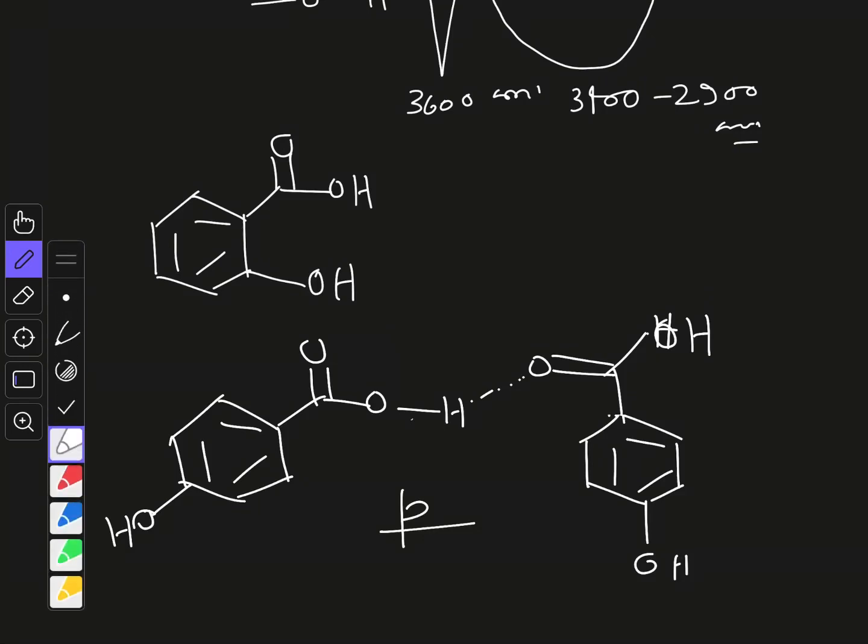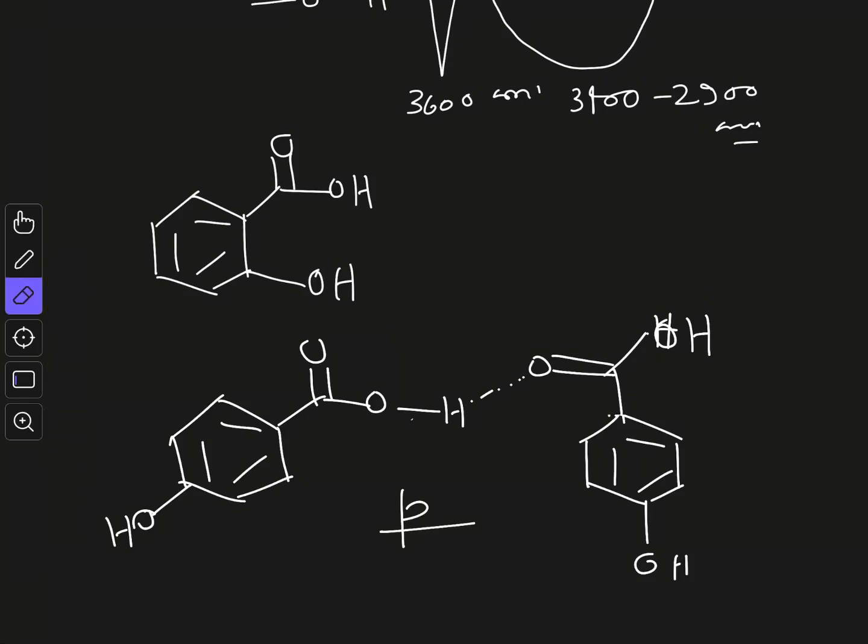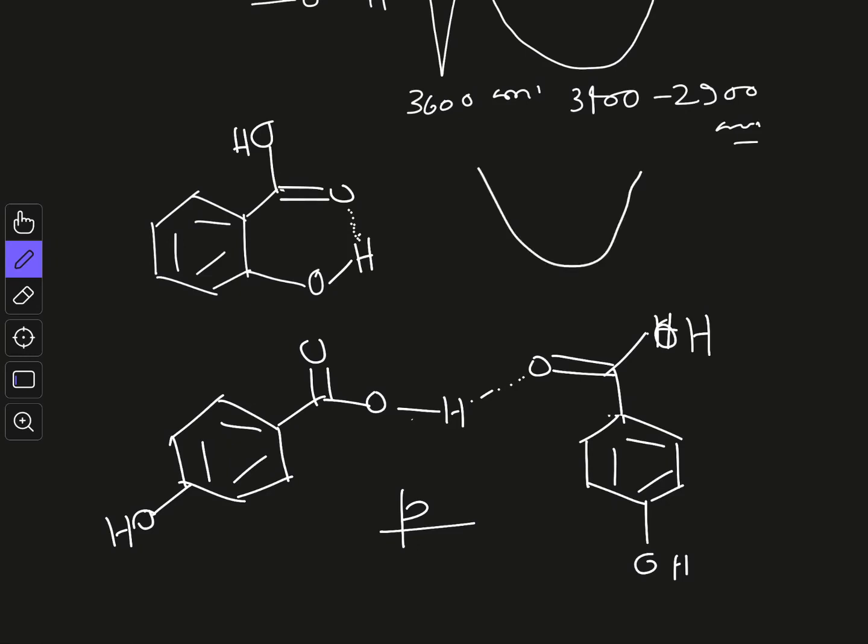intermolecular. For the ortho isomer, there will be intramolecular hydrogen bonding like this, and you will see in both cases there will be a broad peak in normal solvents. But now an interesting thing happens when you dilute. So this is, let's say, sample 1 and this is sample 2.